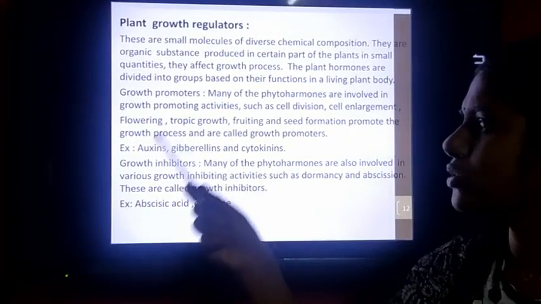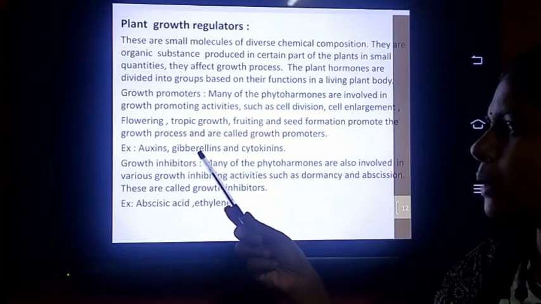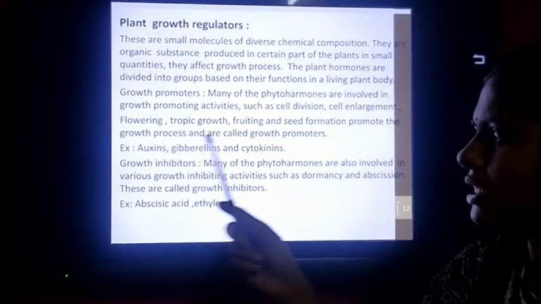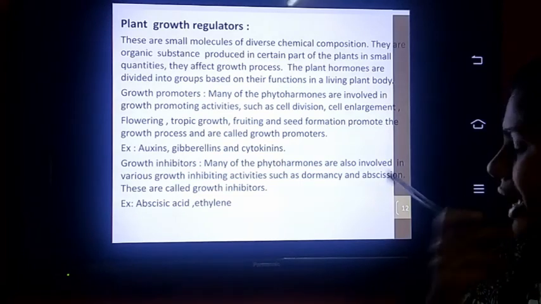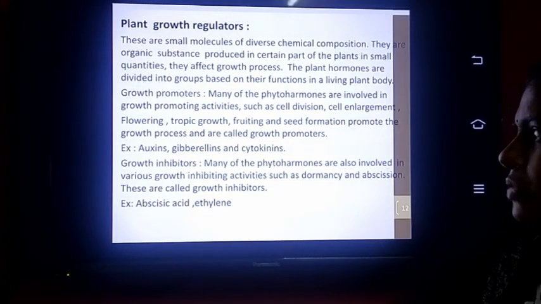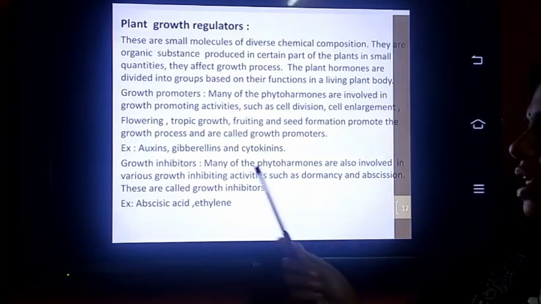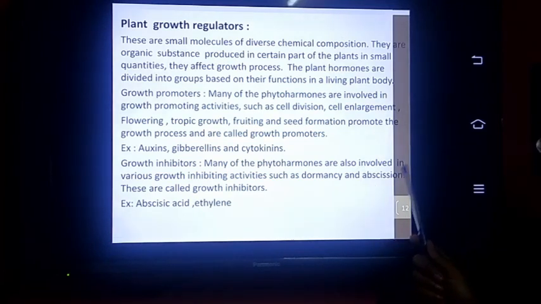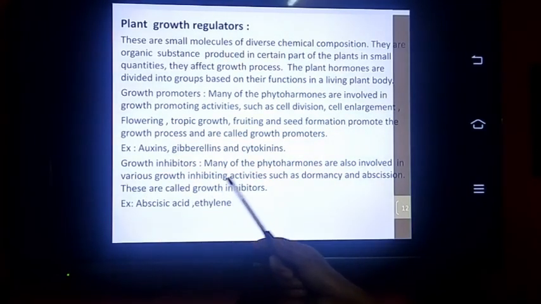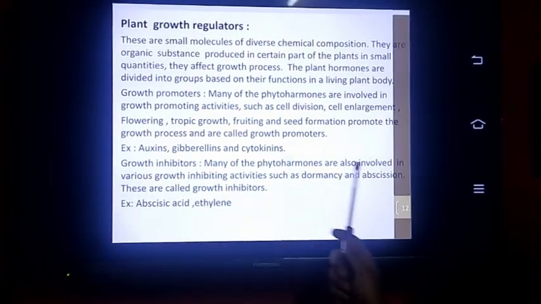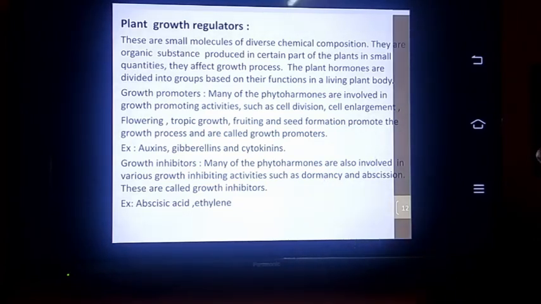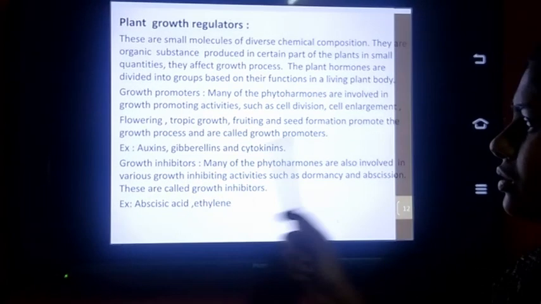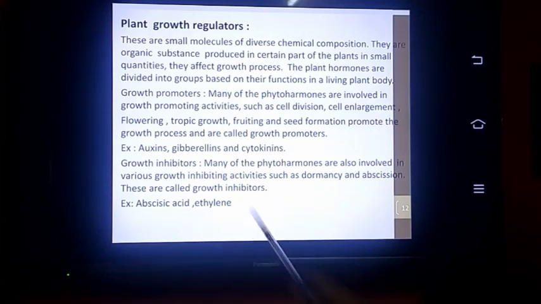Examples for the growth promoters are auxins, gibberellins and cytokinins. Next is growth inhibitors. Many of the phytohormones are also involved in various growth inhibiting activities such as dormancy and abscission. Examples for the growth inhibitors are abscisic acid and ethylene.